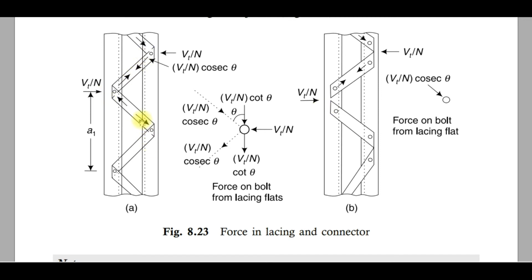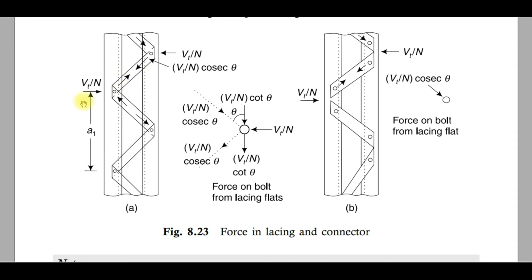Now, one important part is left: how can we connect this channel section by this lacing? Because if we can't connect these two channel sections, these two units will not act as a single unit. That means our purpose of the built-up column will not be served. It will only be served when we can make a proper connection. Now, if we don't make any connection, what will happen?